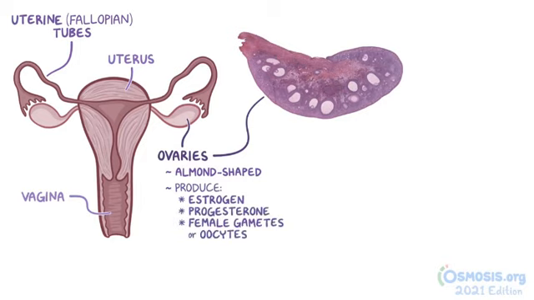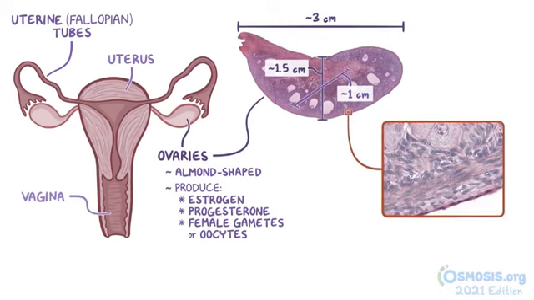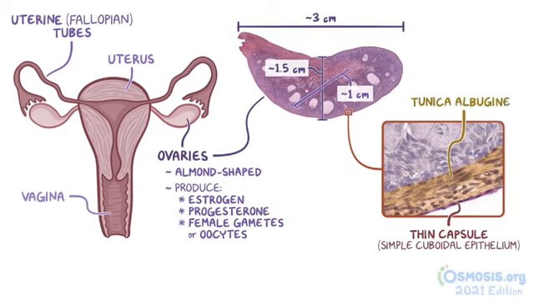oocytes. Each ovary is typically about 3 centimeters long, 1.5 centimeters wide, and 1 centimeter thick, with a thin outer capsule. The capsule is made up of a thin layer of simple cuboidal epithelium that's only 1 cell thick, and an underlying dense layer of connective tissue called the tunica albuginea.